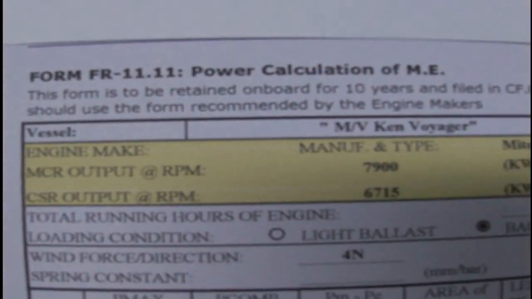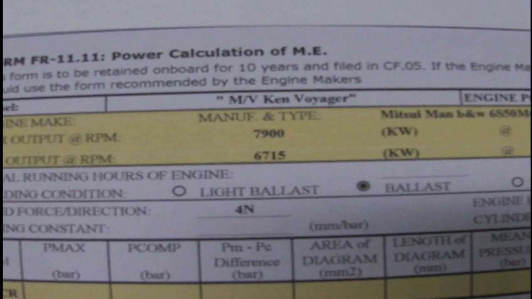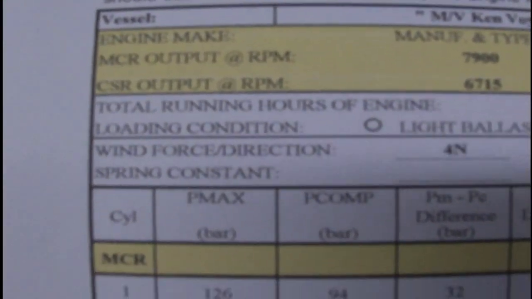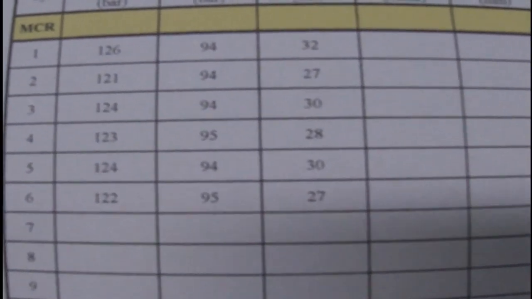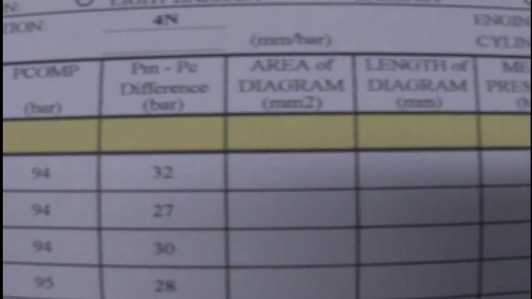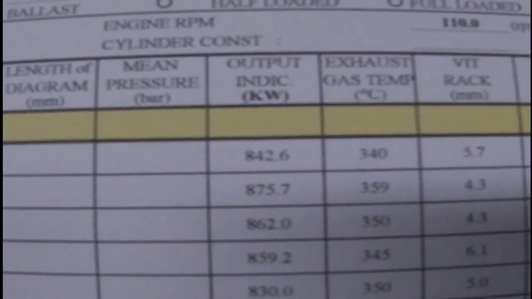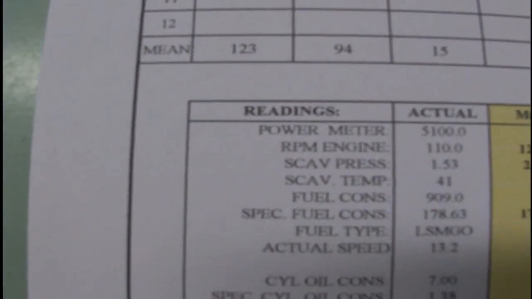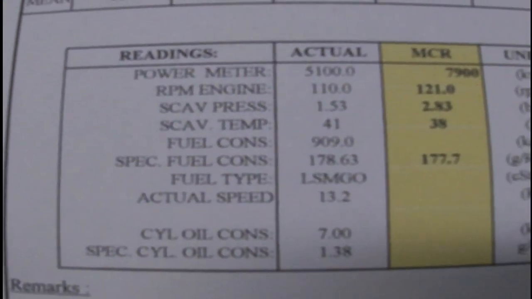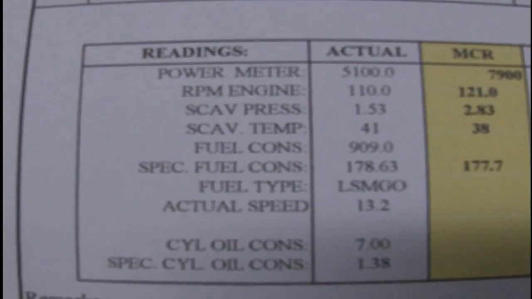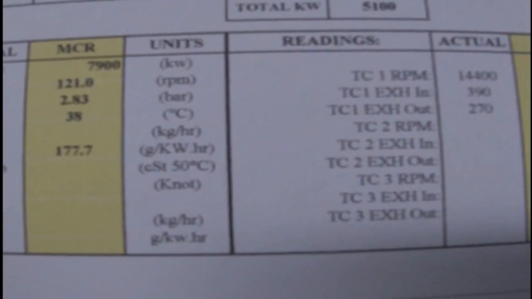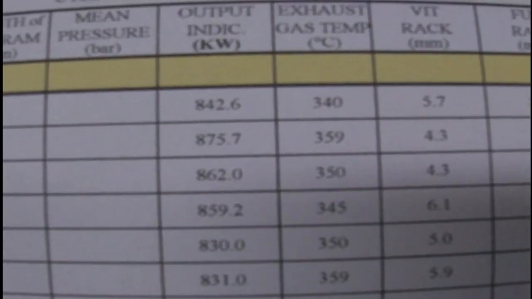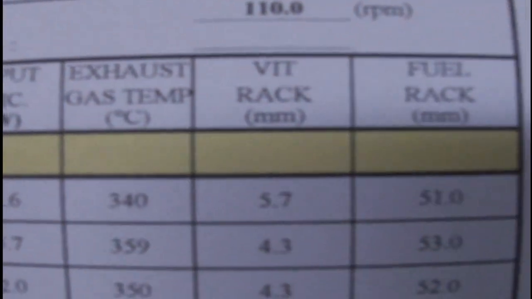This is an example of the form that we use for power calculations, and all of the data are recorded in these documents. So we record the Pmax and Pcom that were taken from the power diagram, the differentials, the difference between the Pcom and the Pmax, the actual power meter reading that we took, RPM, scavenging pressure, as I said earlier, and also all needed parameters that need to be recorded on this form are put in here.